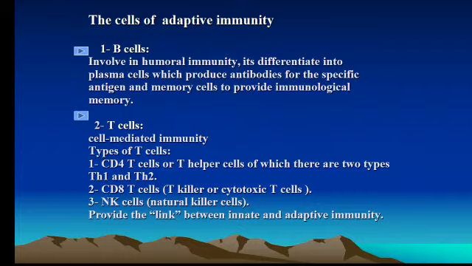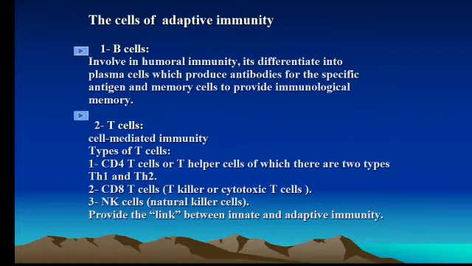This is a type of T cell. Then we have CD4 T cells, which is the first type, or helper cells, of which there are two types: Th1 and Th2. CD4 T cells, T helper cells, T helper 1 and T helper 2 cells. These are the T cells of the cell-mediated immunity.